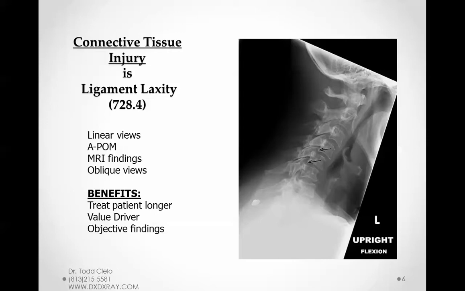We find it on linear views, sagittal views. That's what the AMA guidelines recognize as linear sagittal views. APOM, open mouth, lateral bending, shows a slippage of atlas over C2. MRI findings, most of them are static, but you can still find those anterior or posterior subluxations, which gives you reasons for medical necessity. The oblique views as well, because now when you look up, you have that foraminal encroachment, because that retrolisthesis will make that foramen stenose.